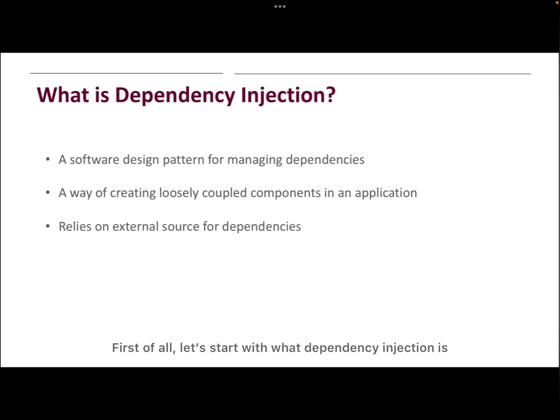First of all, let's start with what dependency injection is. Dependency injection is a design pattern used in software development to manage dependencies between different parts of a program. Essentially, it allows you to decouple classes or modules from their dependencies by injecting them from the outside. This means that instead of the class or module creating its own dependencies internally, it relies on an external source to provide them. Using dependency injection enables developers to write code that is more modular and easier to change, as well as promoting better separation of concerns.